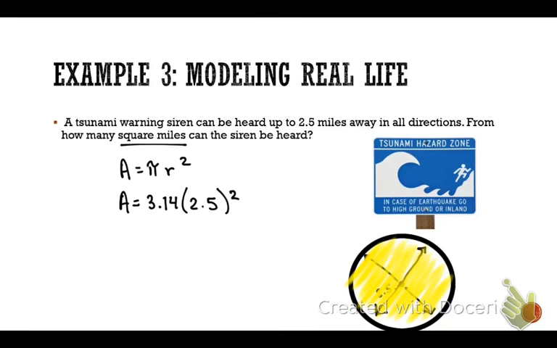All right, I want you guys to try to finish this one before I tell you the answer. Okay, you have to decide, do you multiply first or do you do your exponent first? Okay, so go ahead and try to finish this. All right, so what's 2.5 times 2.5? Yep, 6.25. All right, and then what's 3.14 times 6.25? A equals what?